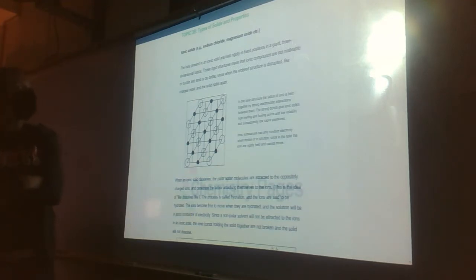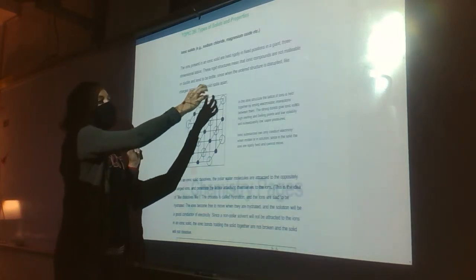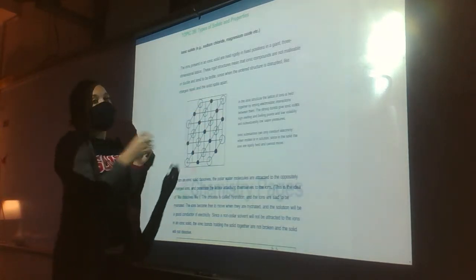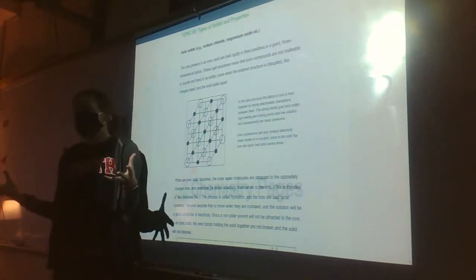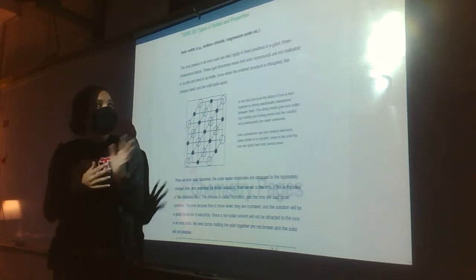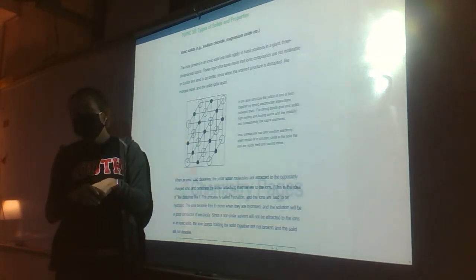Ionic solids have these crystal structures where the negative ion is attached to the positive, to negative, to positive, to negative, to positive, over and over until they form this organized crystal structure. Because of this strong crystal structure, they have high melting and boiling points.